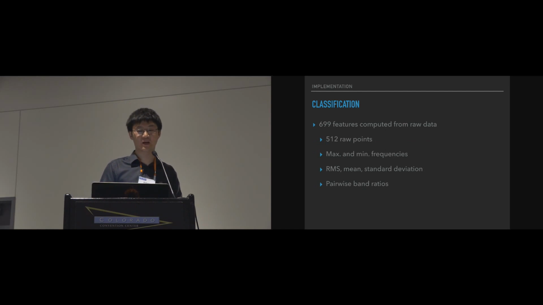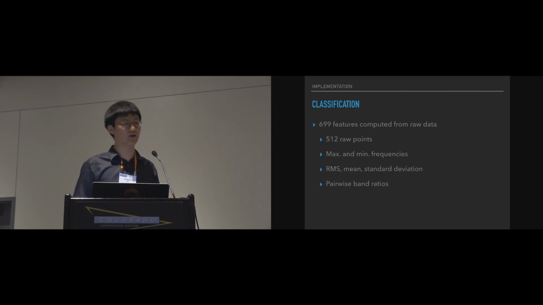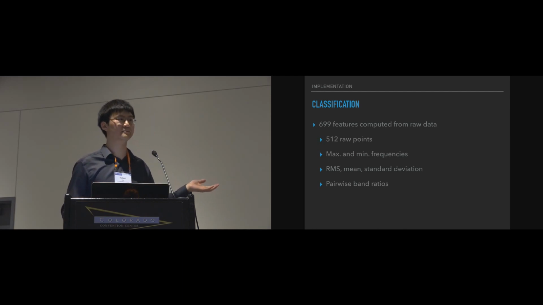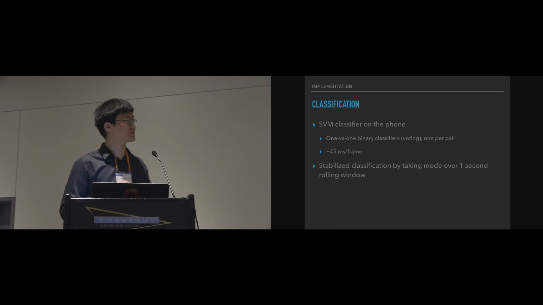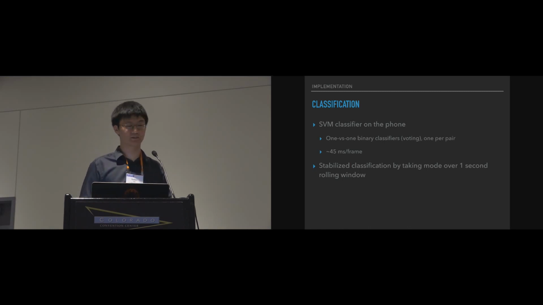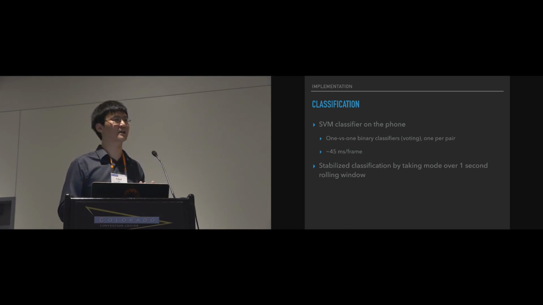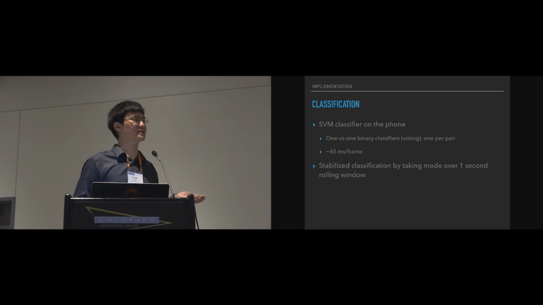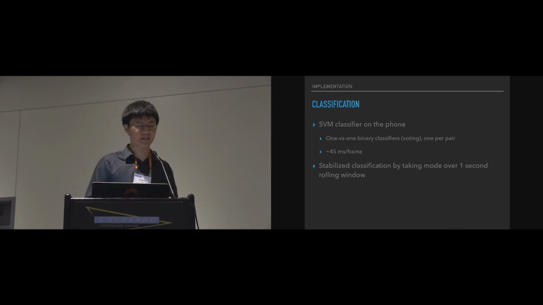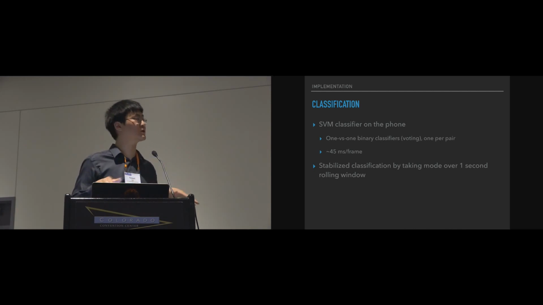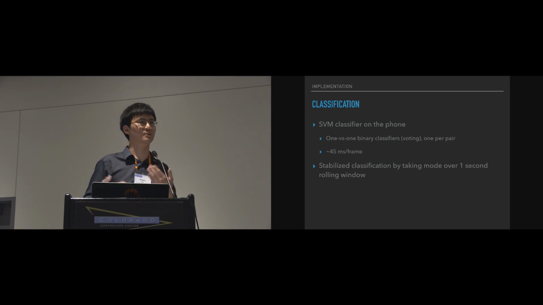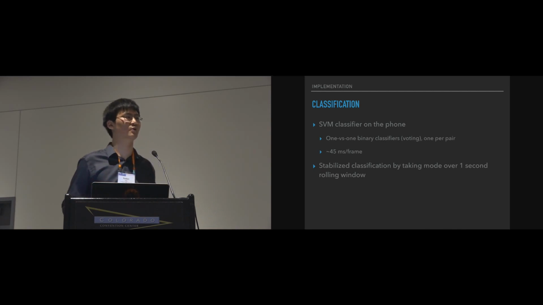To classify each incoming frame, we built a classification engine that runs directly on the phone's main CPU. Here's a list of the features that we derive from the raw data frame. We use an SVM classifier to classify these objects. It uses one-versus-one binary classifiers for every pair of objects and performs voting to determine the most likely candidate. It takes about 45 milliseconds per frame for our 17-class classifier that I'll talk about a little later. We stabilize that classification by taking the mode, the most frequent classification over the past second of data, so that we don't flip classifications if some errant noise pops by.